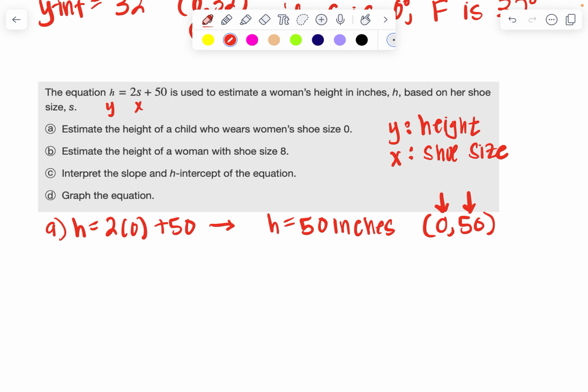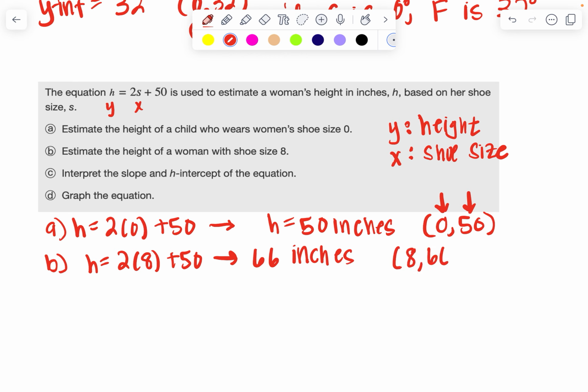Estimate the height of a woman with a shoe size of 8. So height is 2 times 8 plus 50, which gives us 66 inches. So again, that's another point if we were to graph this, 8, 66. Interpret the slope and y-intercept. My slope here is 2 over 1, which again is y over x. And we said y is representing the height, x is representing the shoe size. They're both positive, so they're both increasing.